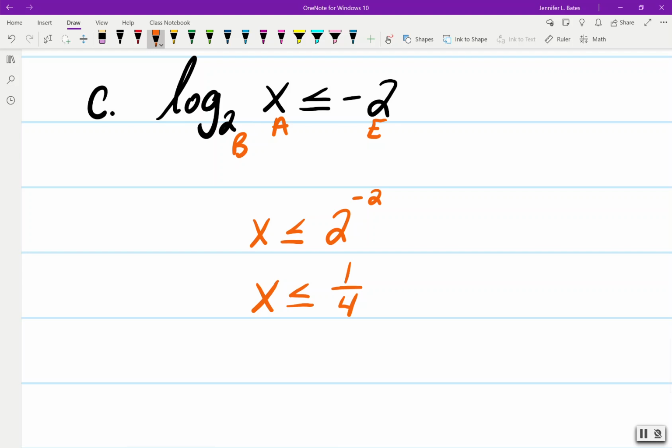Numbers less than 1/4. So is 0 less than 1/4? Yes. Are negative numbers less than 1/4? Yes. My argument cannot be negative and it cannot be 0, so we have to make sure that it's not allowed. So we have to put 0 less than x, less than or equal to 1/4. Okay, so we have to ensure the argument's not allowed to be 0 and it's not allowed to be negative.